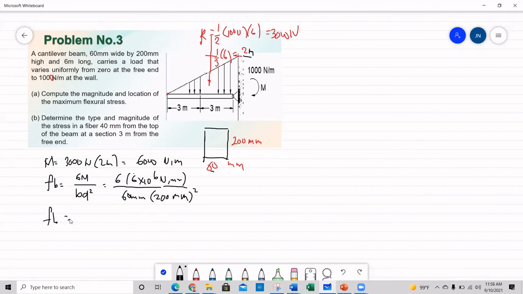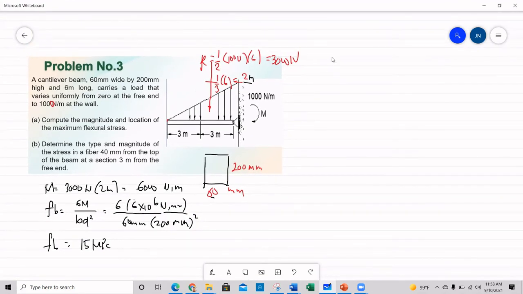Okay, so we can have FB here in terms of megapascal. So the answer is 15 megapascal. Is that right? Let me check. Okay, very good. Now, second question. The second question is to determine the type and the magnitude of the stress in a fiber 40 millimeters from the top of the beam at a section 3 meters from the free end.